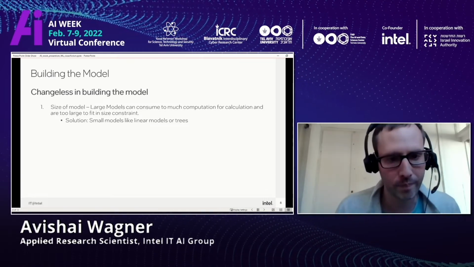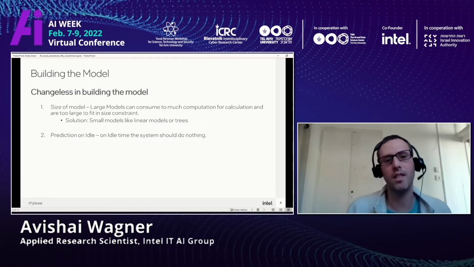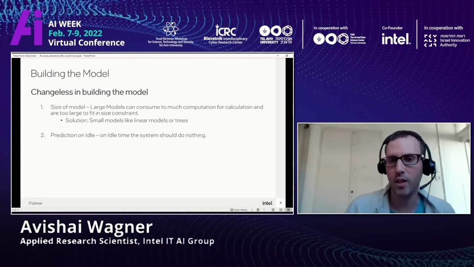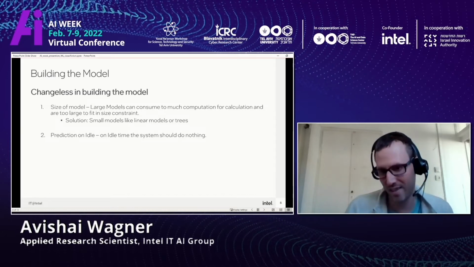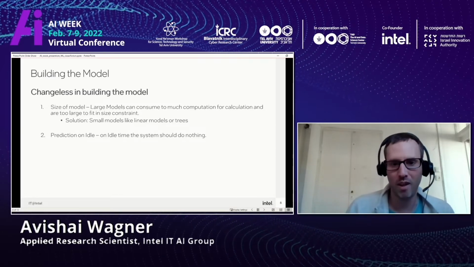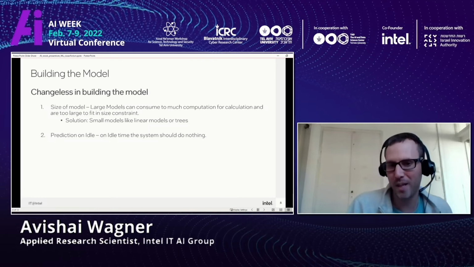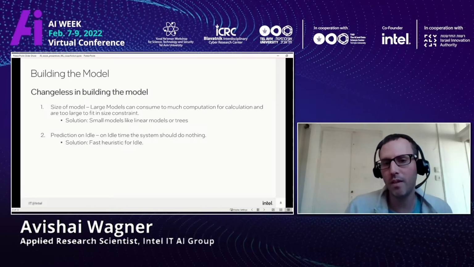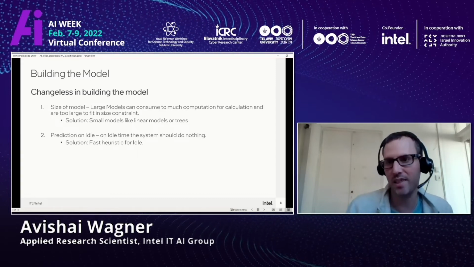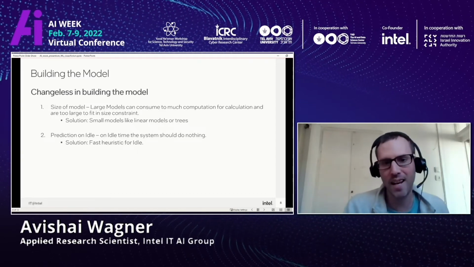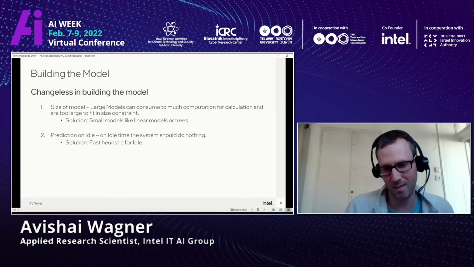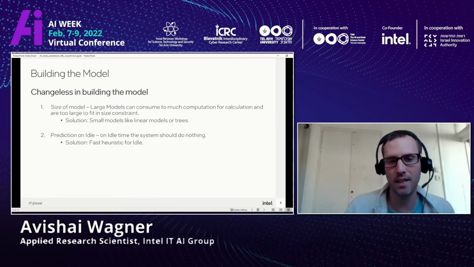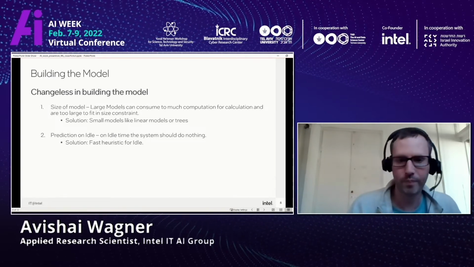The second challenge is prediction on idle. On idle, the system should do nothing, and that includes our model. A linear model is small, but still something. So we actually need to do a really fast heuristic, something like if-else, and to detect idle as soon as possible.